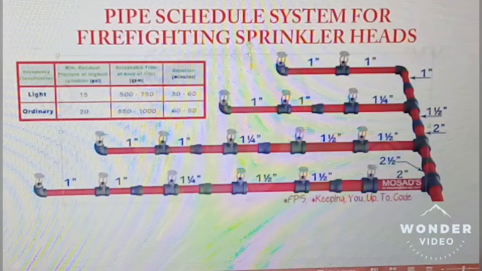The third line, we have 1.5 inch pipe. The maximum sprinkler head 1.5 inch pipe can accommodate is 5. And the fourth line, we have 2-inch pipe. The maximum sprinkler head 2-inch pipe can accommodate is 10. However, we have just 6 on this drawing.